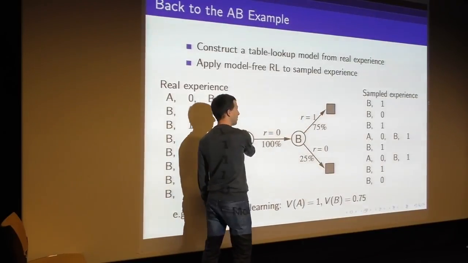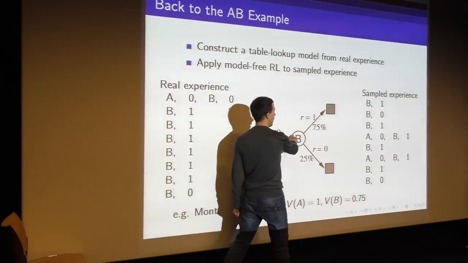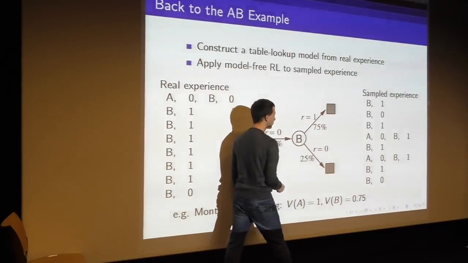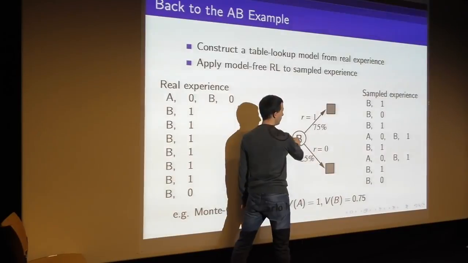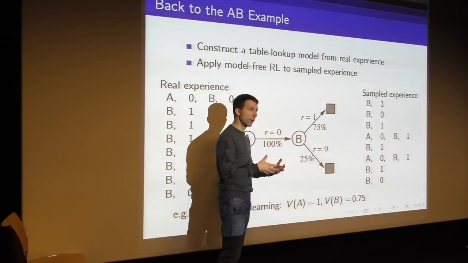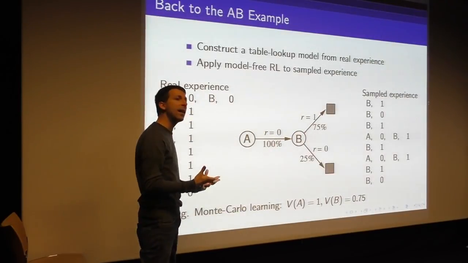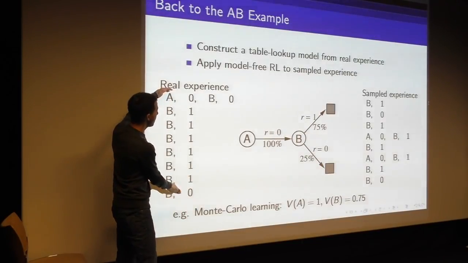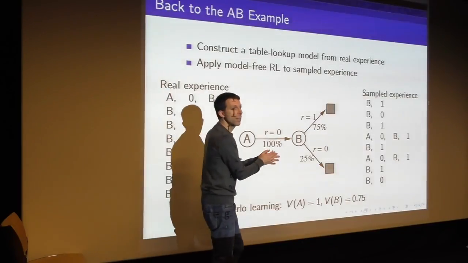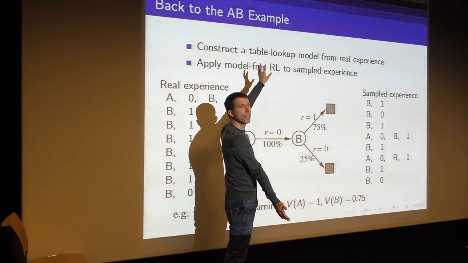We sample again, we end up starting here. We get A0, B1. And B1, and A0, B1, B1, B0. So we're just sampling from our own model. And it should be clear that the advantage of this approach is that even though we've only seen this number of real trajectories, we're able to sample as many trajectories as we can given our computational budget.